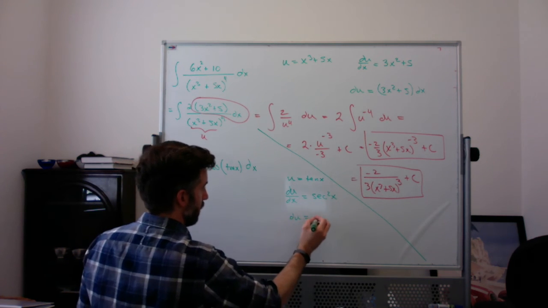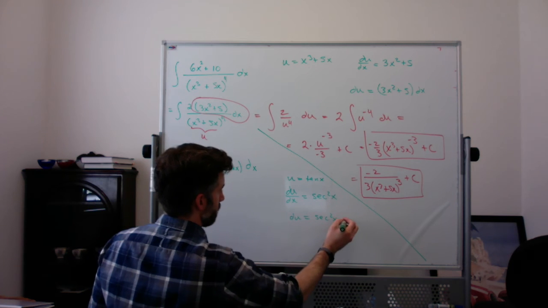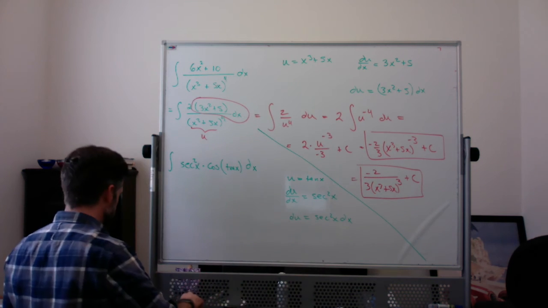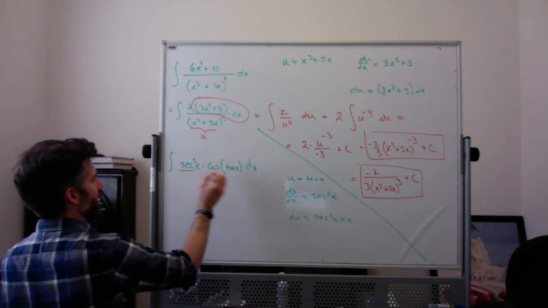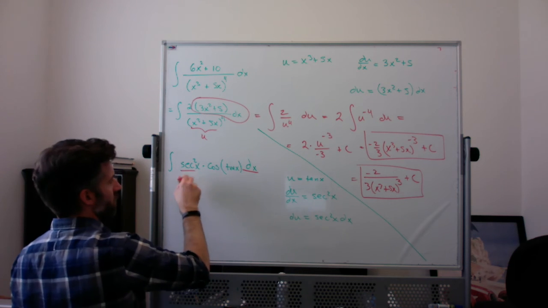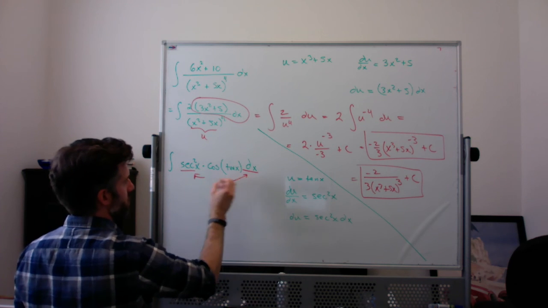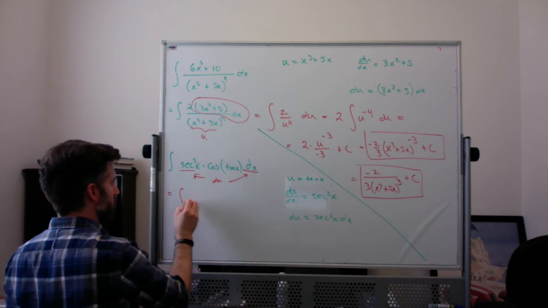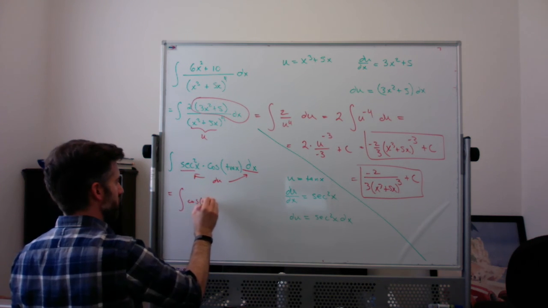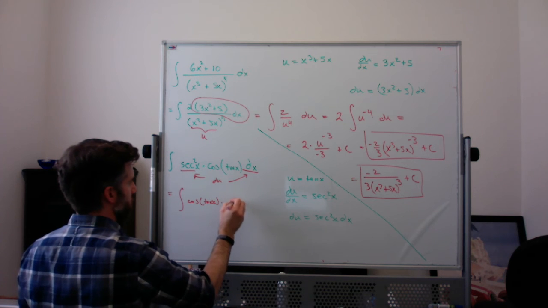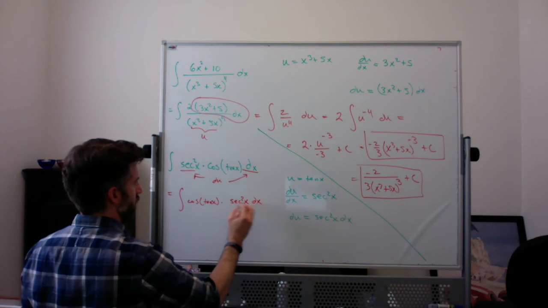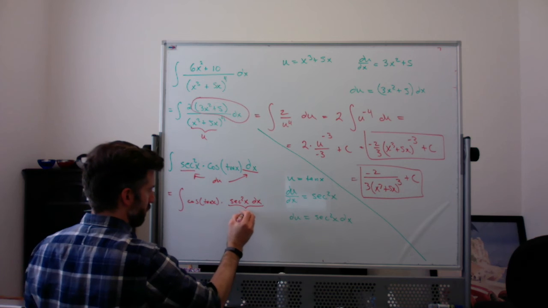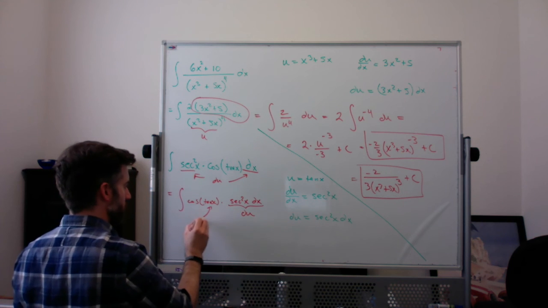So du is exactly secant squared x dx. And look, I exactly have that. Sometimes people like to rewrite this. Like I just like to say, okay, there's our du. But sometimes people rewrite this as the integral of, and they write this part first. Say it's cosine of tangent of x times secant squared x dx. And they're like, oh, hey, look. There's my du. And hey, there's my u.